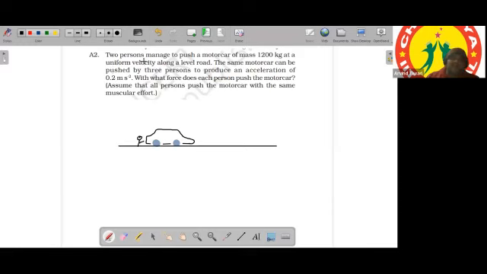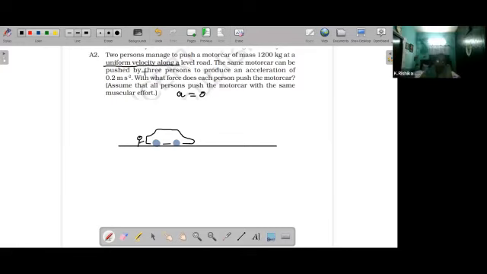Okay, when it says that two persons managed to push a motor car of mass 1200 kilogram at a uniform velocity along a level road, when they are moving it with a uniform velocity, can I say that the acceleration is zero? Uniform velocity means the object covers equal distances in equal intervals of time. It means that the velocity does not change. And if the velocity does not change, can I say that acceleration will be equal to zero?